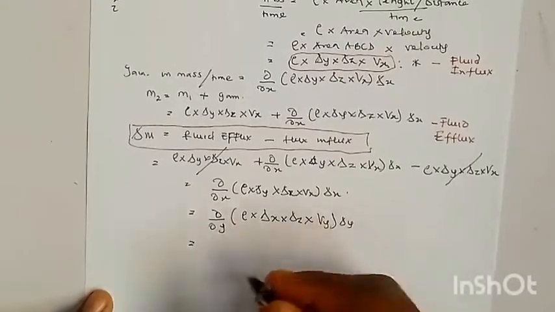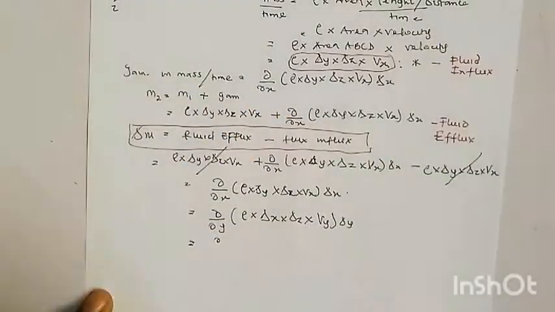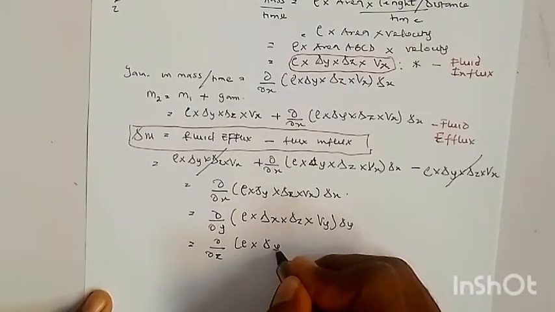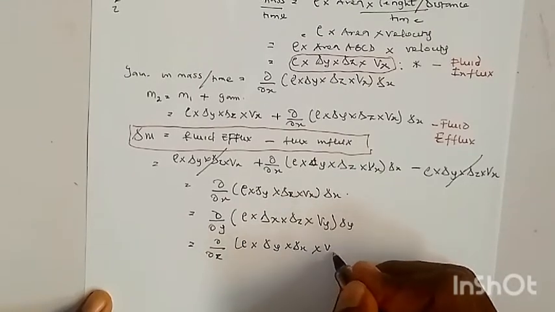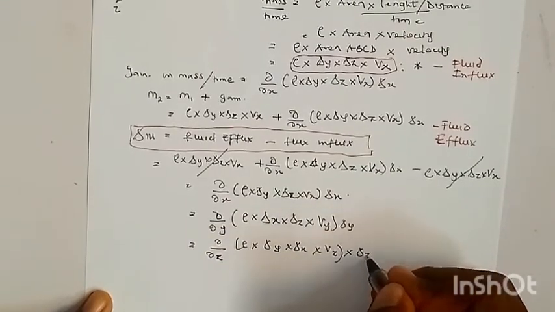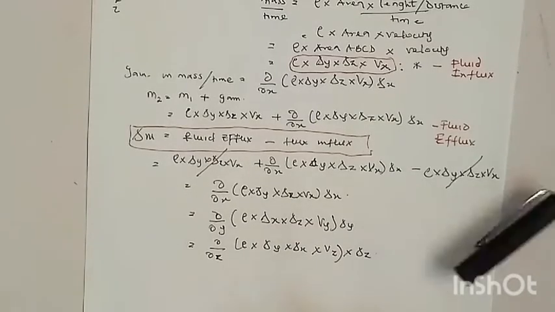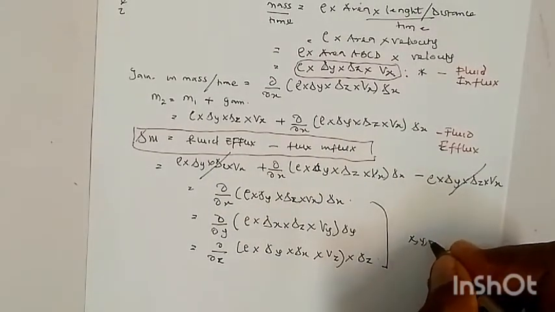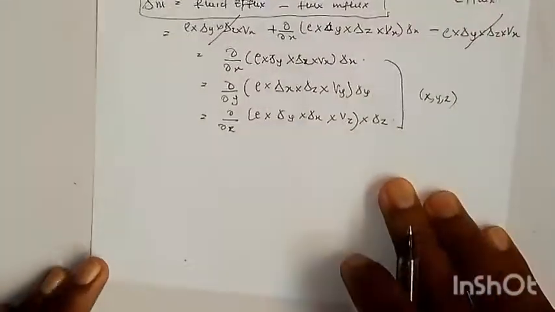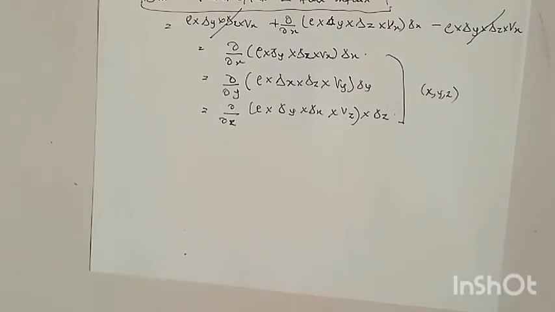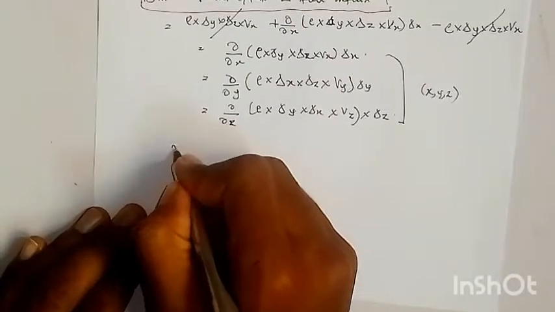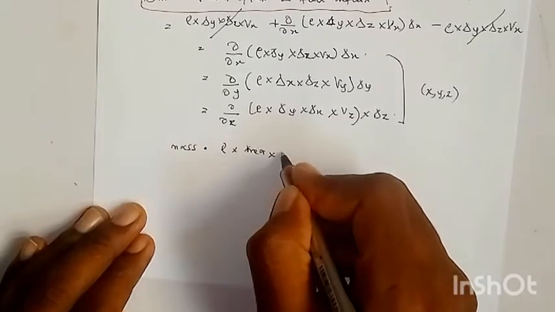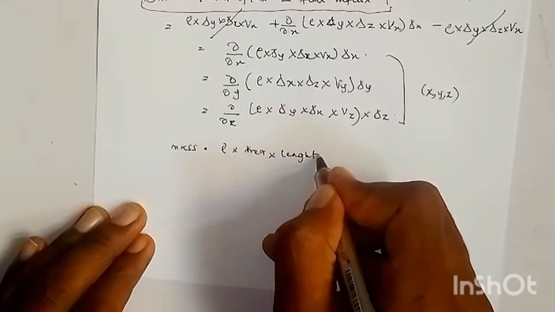And the same goes for dz. The same goes for the z direction. So it will be d dz of density times dy dx times the velocity, with respect to z. Now, given this is the gain in mass flow rate in all directions x, y, and z. Now, moving further, we can say that since the mass is equal to density times area times length, we can basically just call this volume.